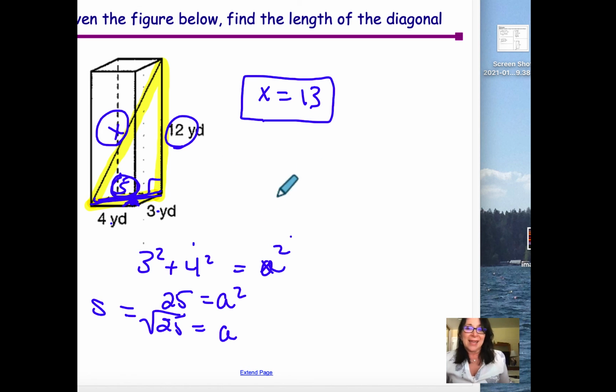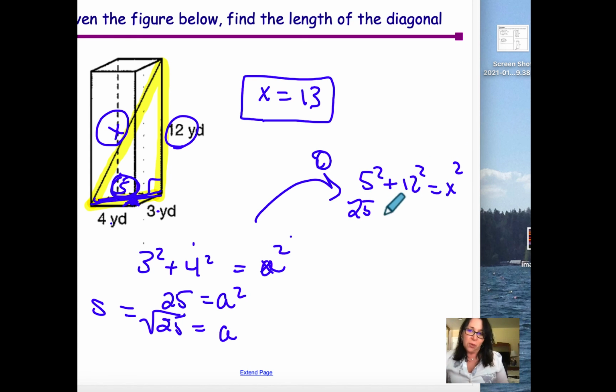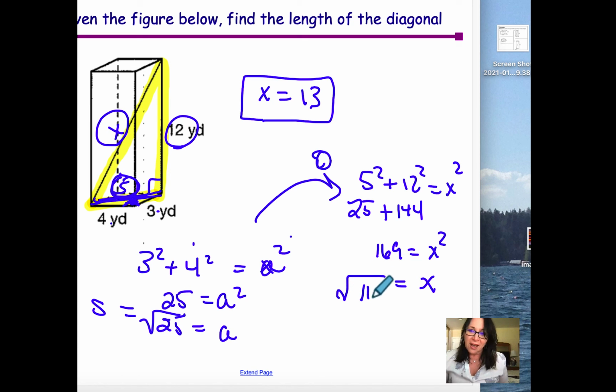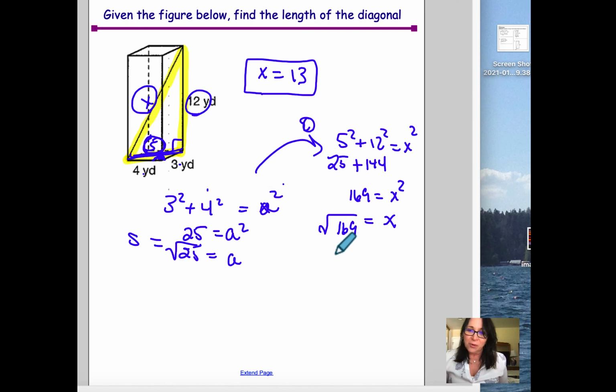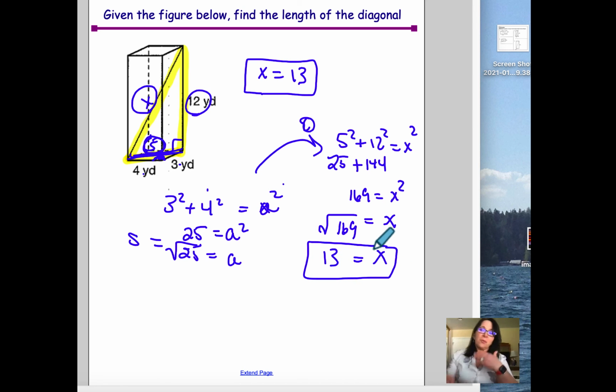And then number 2, I would go 5 squared plus 12 squared is equal to x squared, the biggest diagonal. So 25 plus 144, which is 169, equals x squared. So x would then equal the square root of 169, which would make x equal to 13. So there are some runarounds for you to do with that.